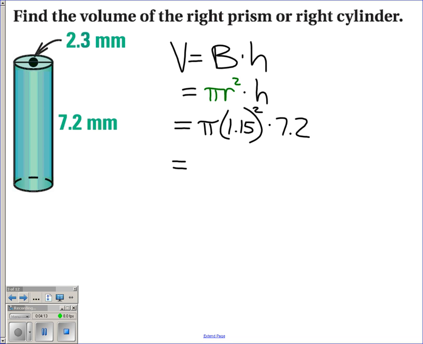7.2. Now this is not going to be nice numbers, so I'm not going to leave it in terms of pi, but I'm going to take the 1.15, square it, times 7.2 times pi, doing all this on the calculator at one time, and this comes out to be 29.914, and again, because this is volume, it'll be millimeters cubed.